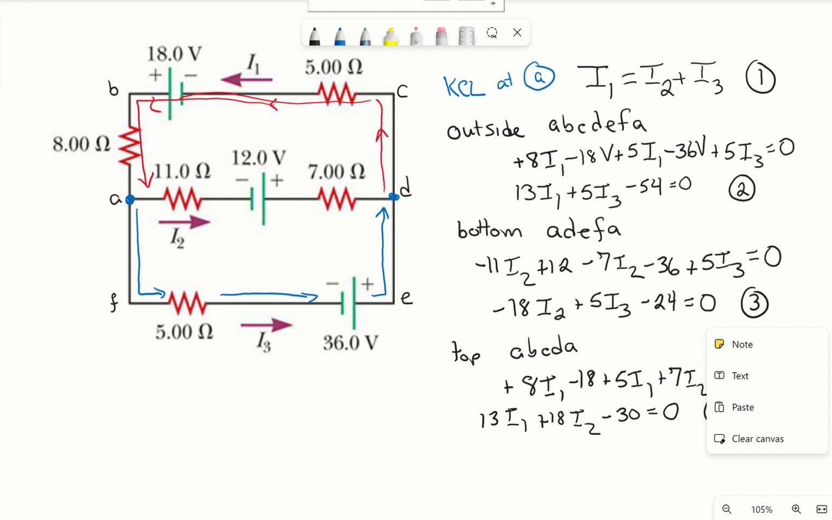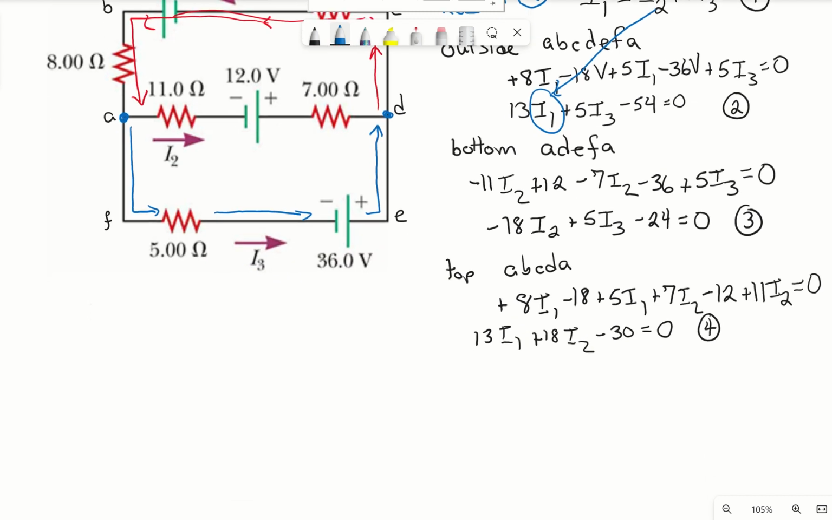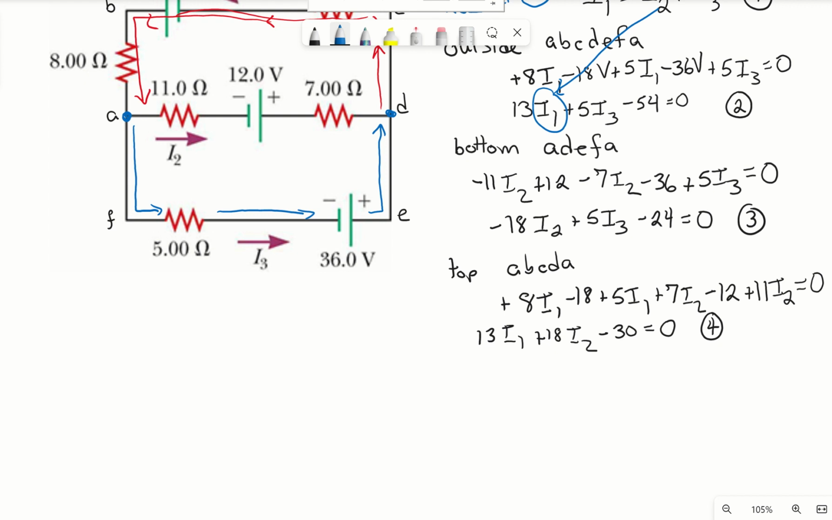All right, so first thing I'm doing is I'm going to take my equation 1. I've got the I1 equals I2 plus I3. I'm going to substitute that into my equation 2. All right, so instead of I1, I'm going to put I2 plus I3. I'll scroll down a little bit to do that. All right, so I'm going to write down what I'm doing. So I'm going to substitute 1 into 2.